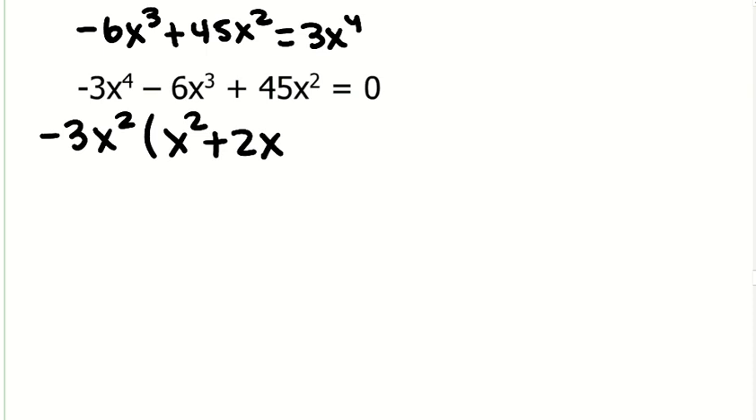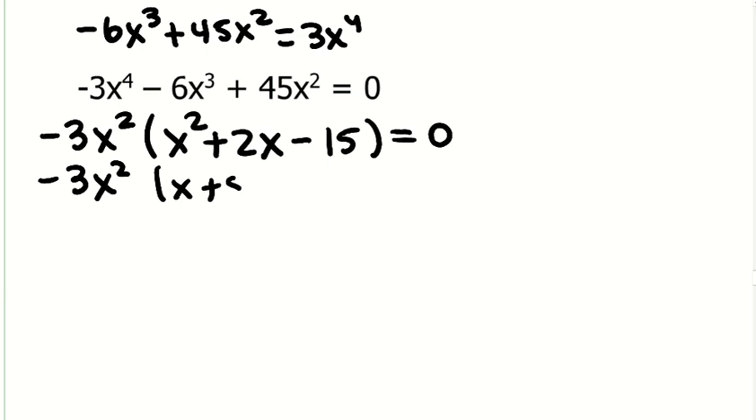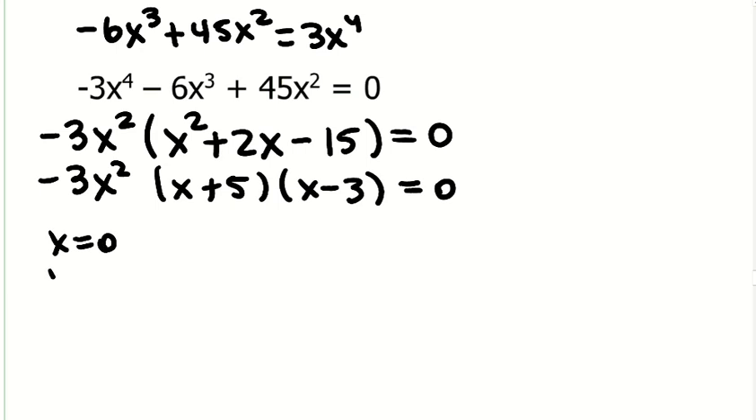And 3 times 15 is 45. And then this thing can be factored more. And then, okay, I say either negative 3x squared is equal to 0, and that's only going to happen when x is equal to 0. Maybe x plus 5 equals 0. Or maybe x minus 3 is equal to 0.